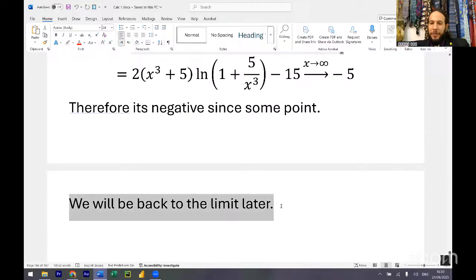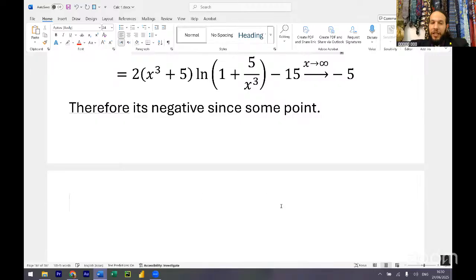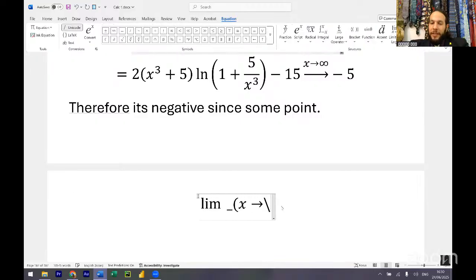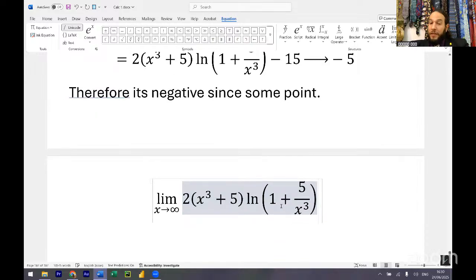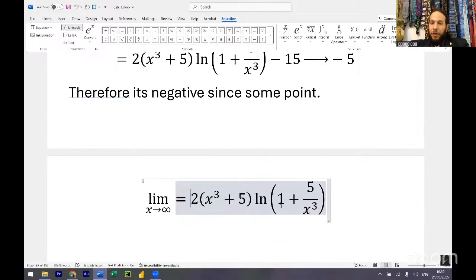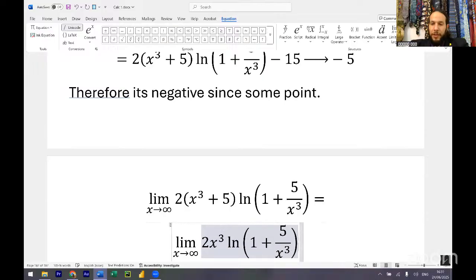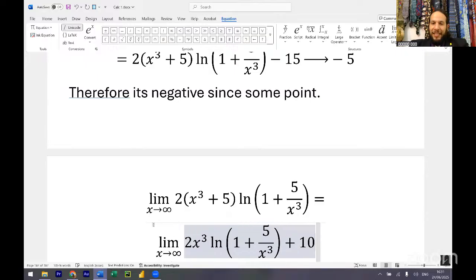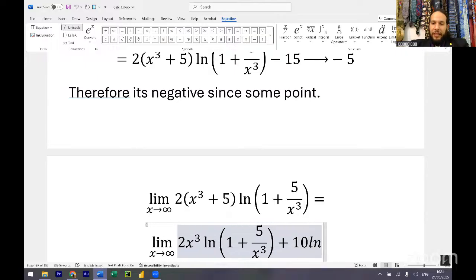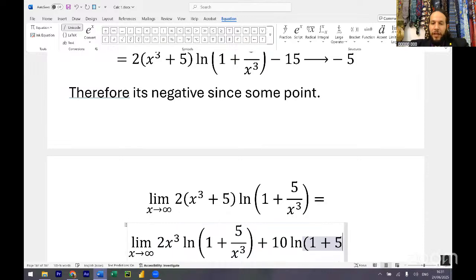So I'm correcting myself. I won't be back to the limit later. Now is later. What's the limit as x goes to infinity of that? So first of all, let's separate it into two limits. It is the limit as x goes to infinity of 2 times x cubed times ln of 1 plus 5 over x cubed plus 10 times ln of 1 plus 5 over x cubed.